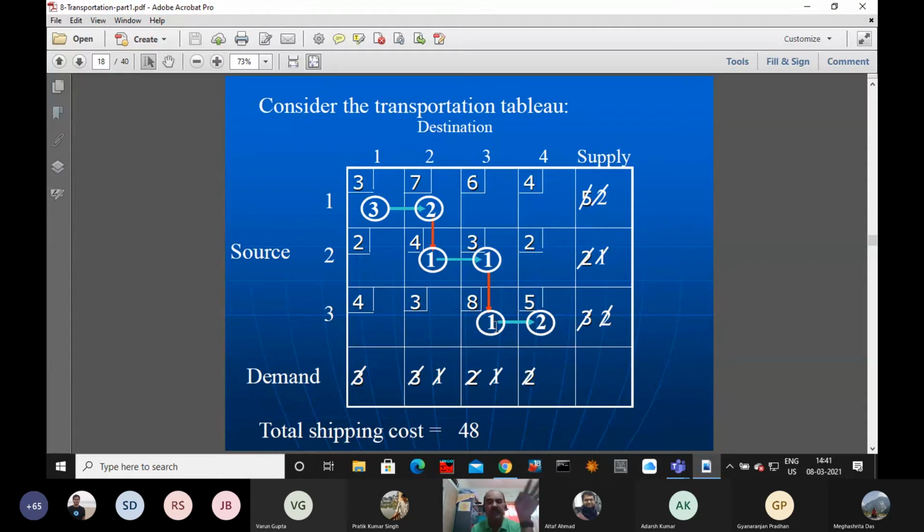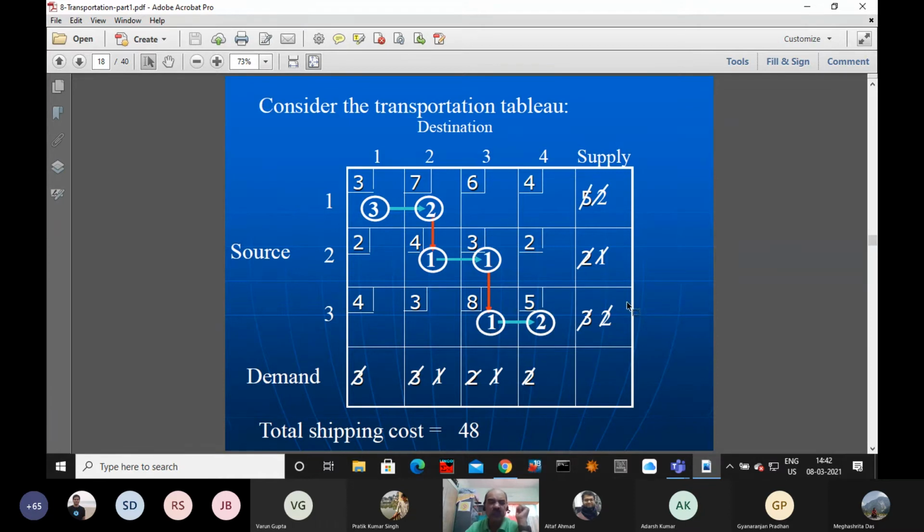Now, we are interested to know, with respect to the present allocation, what is the total shipping cost? The total shipping cost equals 48. So we are calculating how we get the 48. C11 equals 3, X11 equals 3, 3 into 3 is 9. Then we have 7 into 2, where 7 is C12 and 2 is X12. So 7 into 2 is 14. 9 plus 14 is 23.